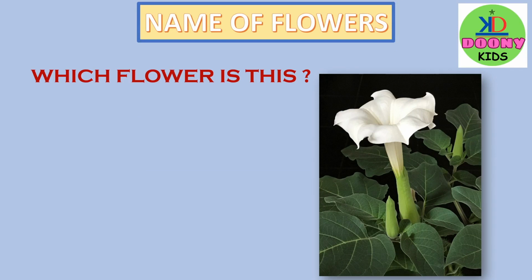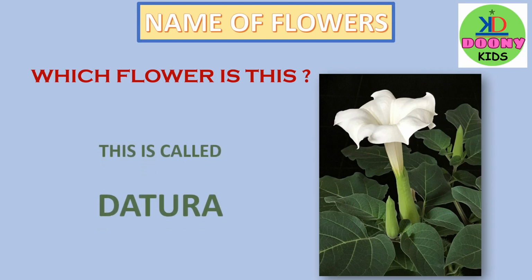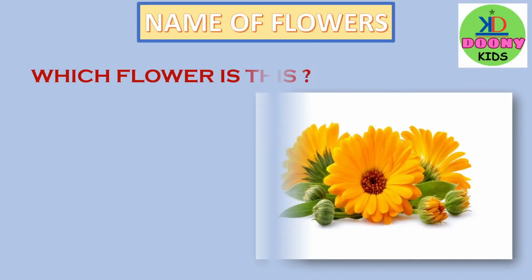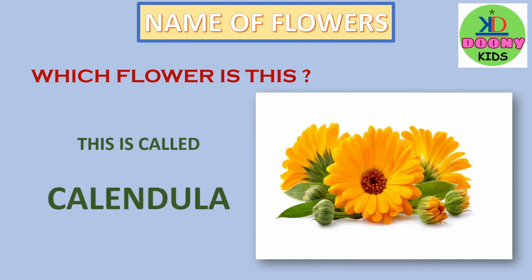Which flower is this? This is called Datura. D-A-T-U-R-A, Datura. Which flower is this? This is called Calendula. C-A-L-E-N-D-U-L-A, Calendula.